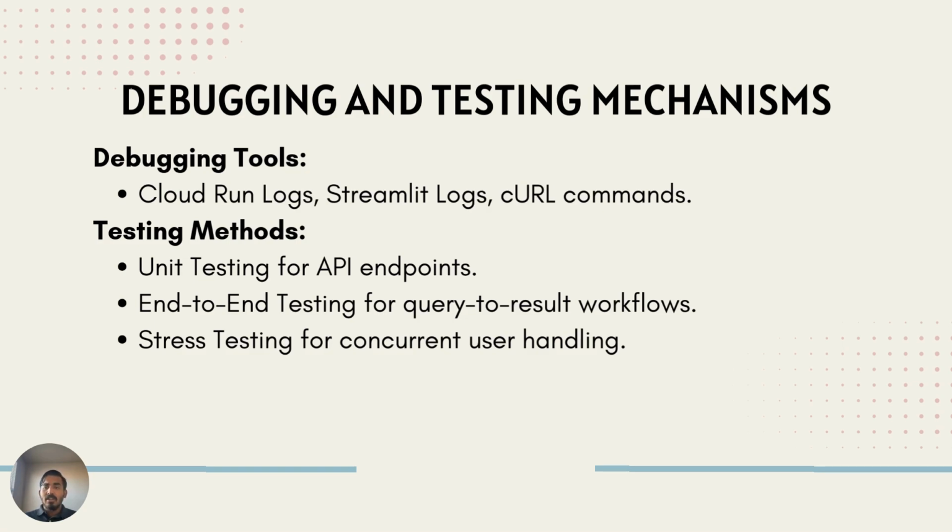So I'm going to talk about the debugging and testing mechanism. Debugging and testing were integral to building a reliable system. We used Cloud Run logs and Streamlit error messages for real-time issue tracking, unit tests validating the backend endpoints, while stress testing ensured the system could handle multiple simultaneous requests, and end-to-end tests verified smooth interaction across components from front end to back end, you can say.